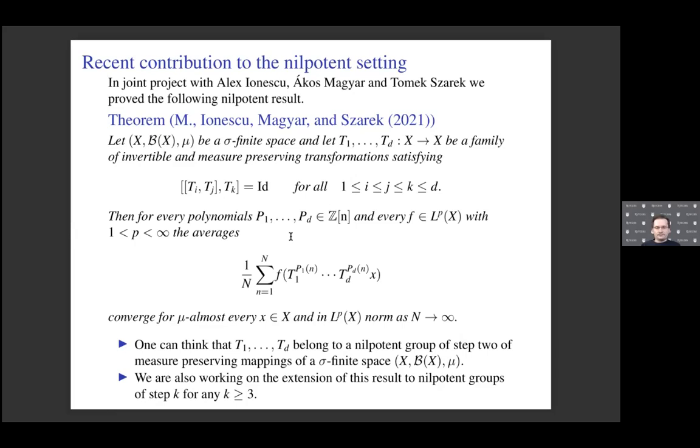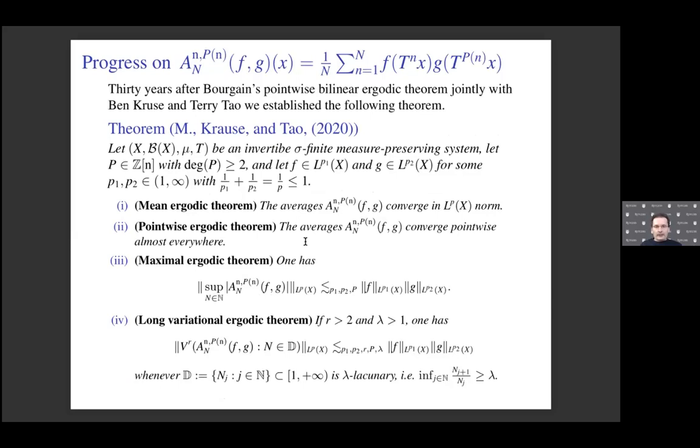So this also gives some contribution to Bergelson's conjecture in the non-commutative setup. But finally, let me also mention the contribution to Bergelson's conjecture from the point of view of the multilinear setup. A year ago, Ben Krause, Terry Tao, and myself established the following results. We are able to establish the pointwise convergence for bilinear averaging operators of this form, whenever the first polynomial is linear and the second orbit is taken along a polynomial with degree bigger or equal to two.